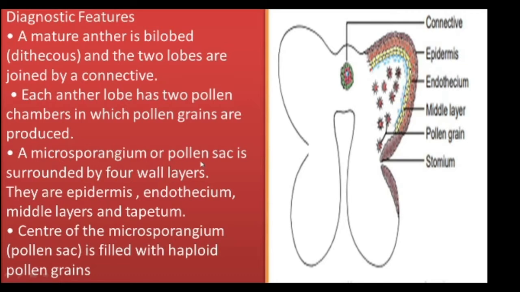A microsporangium or pollen sac is surrounded by 4 wall layers. They are epidermis, endothecium, middle layer, and tapetum. Epidermis is the outermost layer. Then endothecium is the second layer. The brown colored one is the endothecium, the yellow colored one is the middle layer, then the blue colored one is the tapetum. These are all the 4 layers of the microsporangium.